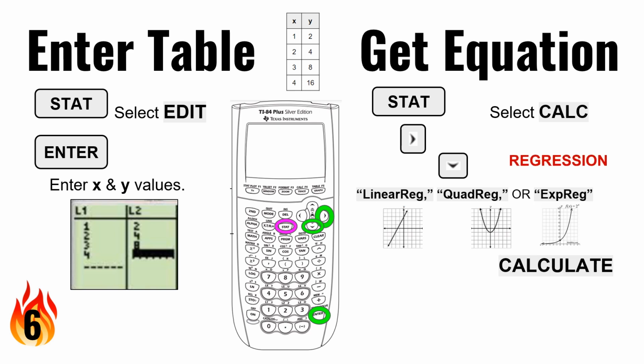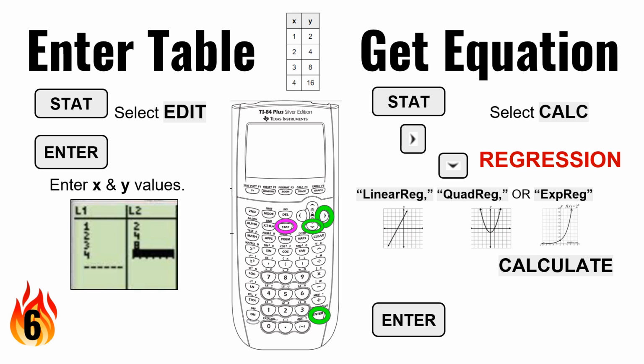You'll go down to Calculate. Again, that reg stands for regression. Hit Enter, and it gives you a parent equation with A, B, and C values to plug in.